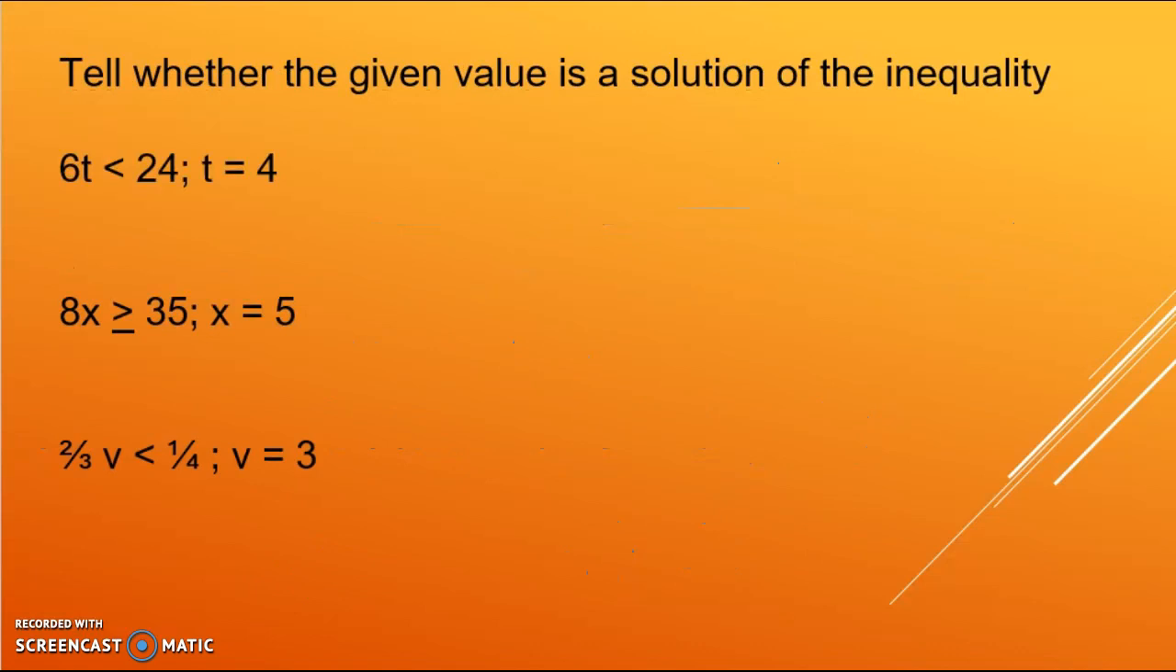All right, so these ones say tell whether the given value is a solution of the inequality. Our first one here is 6 times 4 is less than 24. 6 times 4 is 24. Since 24 is not less than 24, we will write no solution.